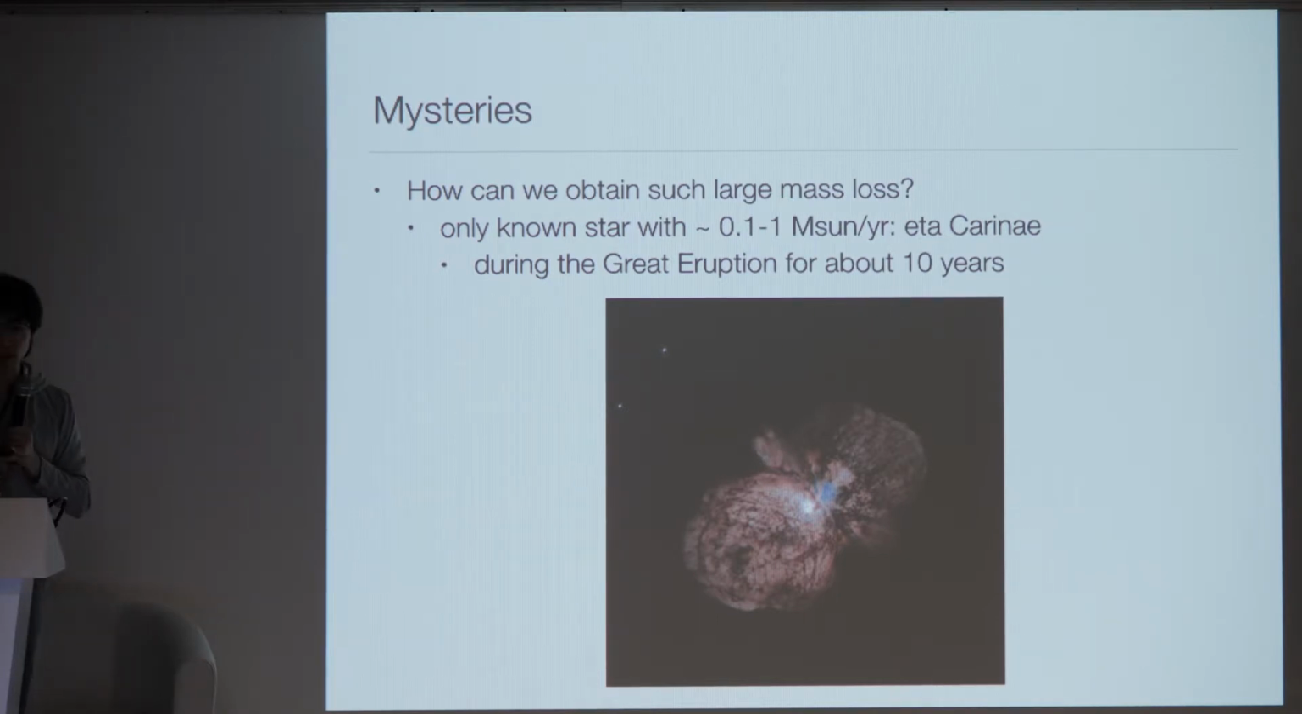So Eta Carina got bright from around 1845 or so, and it stayed bright for about 10 years. And now we know this structure we see around Eta Carina was created during this Great Eruption. It has 10 solar masses or even more in this shell, and it was bright for 10 years, so the mass loss rate should have been 1 solar mass per year or even more.